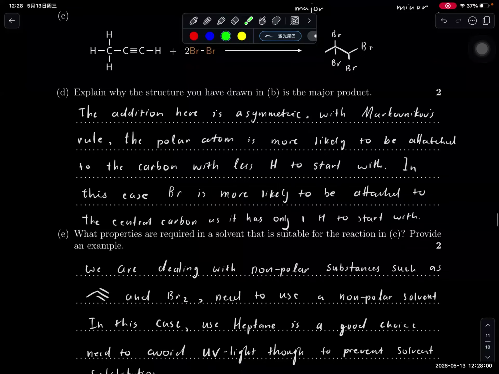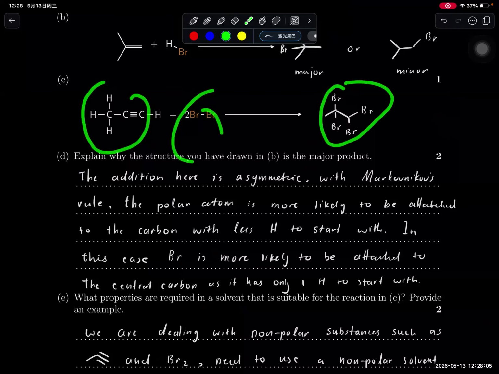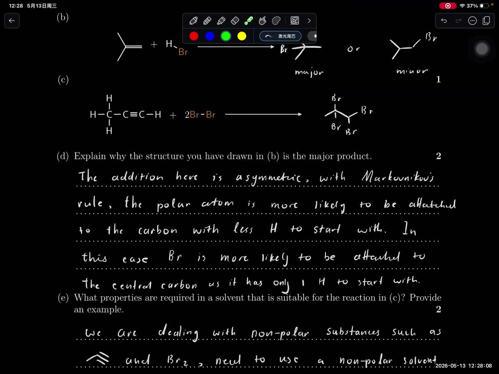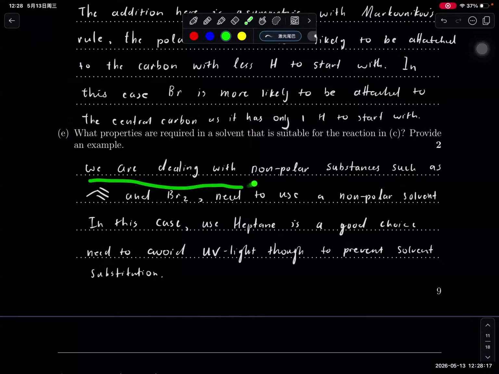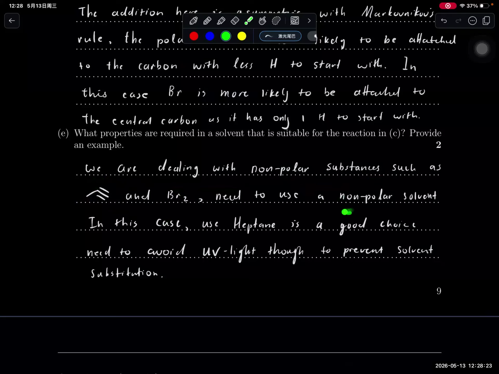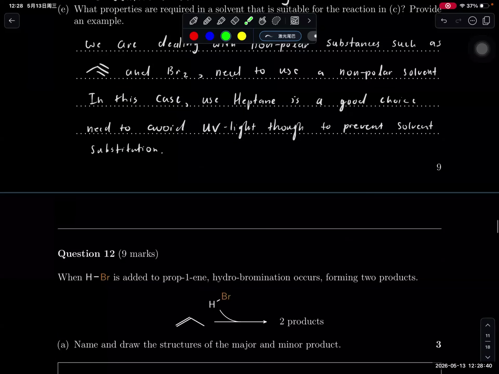And what properties are required in a solvent? This one is a bit special. For reaction C, everything is non-polar, except maybe one part that is a bit polar, but that's fine. So we want to use a solvent that is non-polar. We can't just use water because water is polar. We are dealing with non-polar substances, so we need a non-polar solvent. In this case, we want to use something like heptane. There are many different choices, but heptane is the easiest one to pick for now. Later on you should know there are more non-polar solvents such as tetrachloromethane as well. They're all pretty good solvents for non-polar substances.